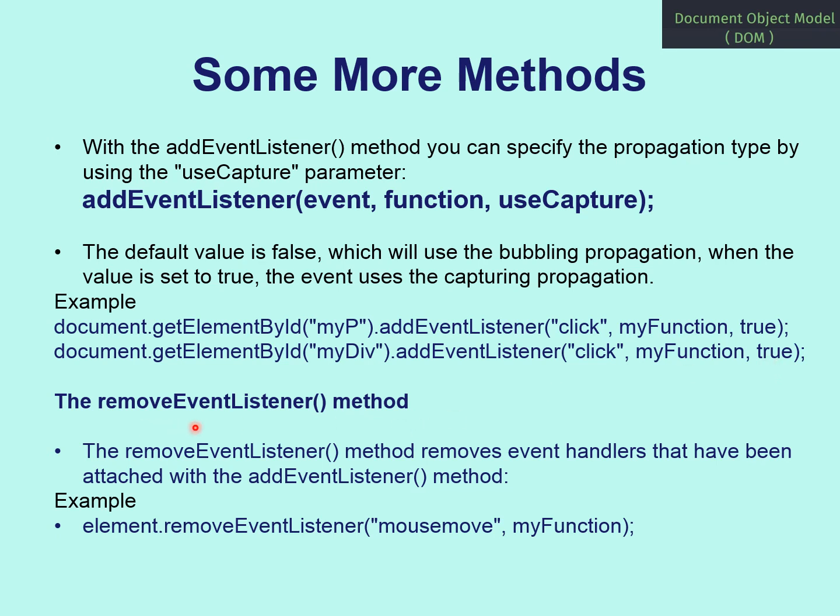In order to remove an event listener, we have to use the removeEventListener method, and this method removes event handlers that have been attached with the addEventListener method. So in order to remove the event listener, you simply specify the element name dot removeEventListener, then the event on which that particular listener was attached will be specified, and the function.